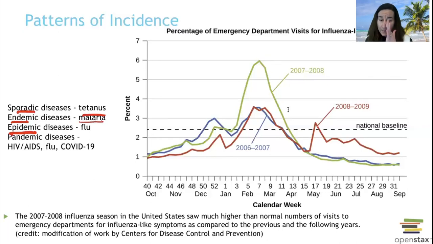Epidemic. Epidemics are going to be in a geographic region, but they will have a higher number than normal. So an example of an epidemic is the flu. And so we have examples of ER visits with flu-like symptoms.